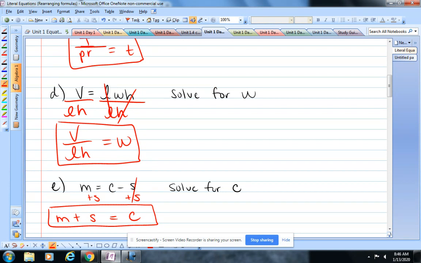So y'all see that? You just do the opposite operation, just like it was numbers. That's it. You're just doing the opposite operation. And these are variables, so you can't combine them. That's all.